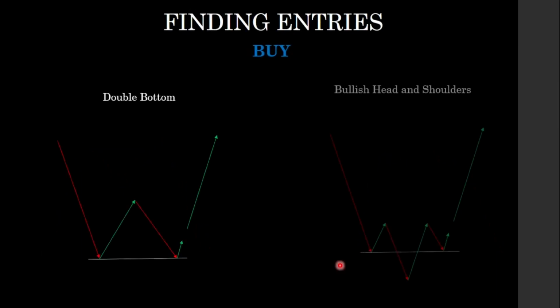So for buy entries, it's exactly the same thing as for the sell but flipped upside down. So for the double bottom, as you can see, this is where you enter and your stop loss goes down here. And for the bullish head and shoulders, this is where you enter and you place your stop loss right below the shoulder area.